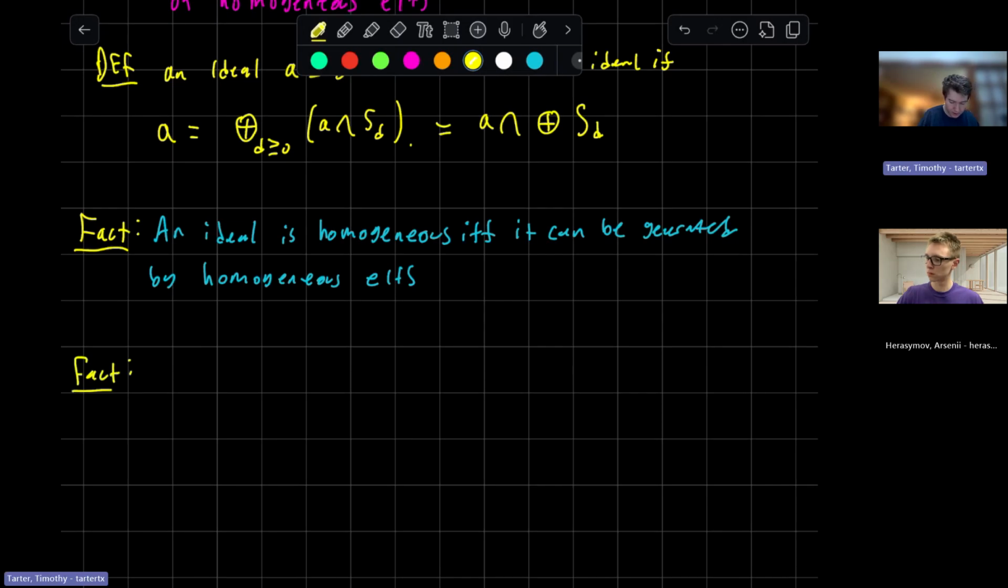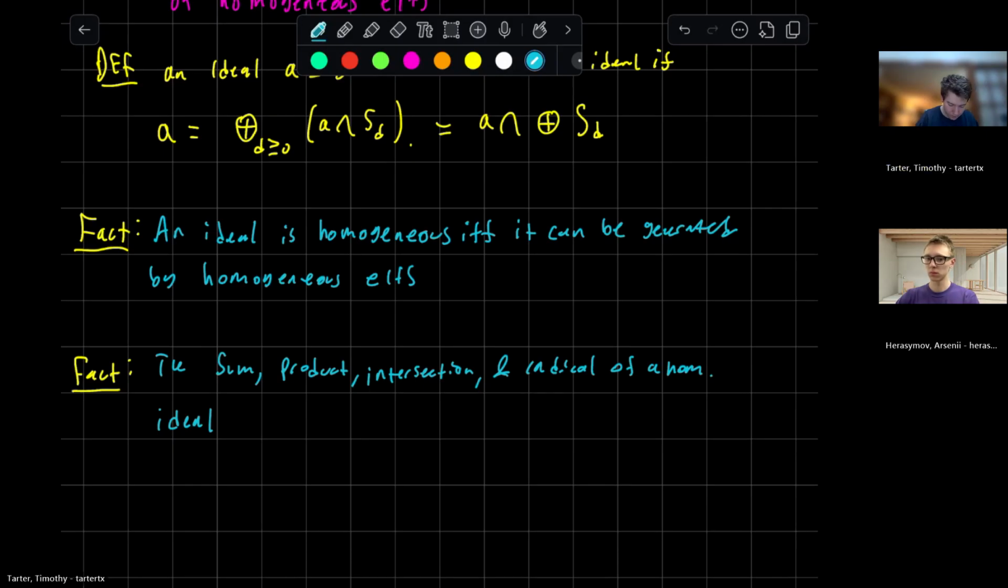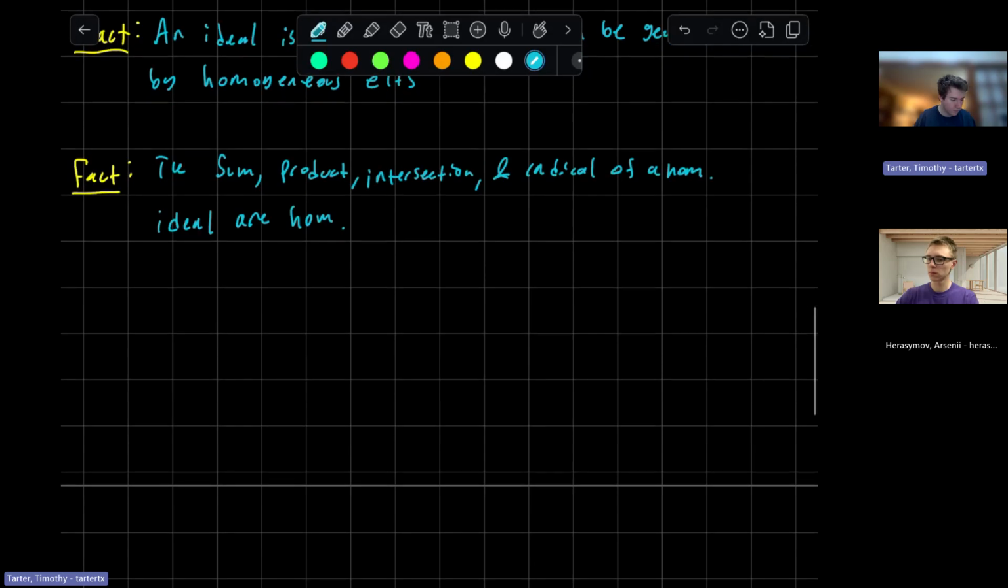Another fact, the sum, product, intersection and radical of a homogeneous ideal are homogeneous. And then I guess I'll just say fact again.